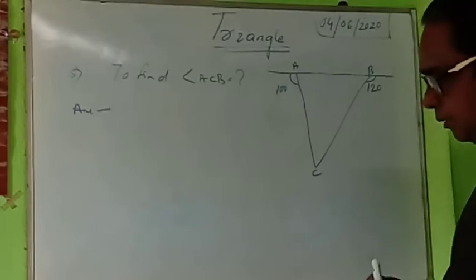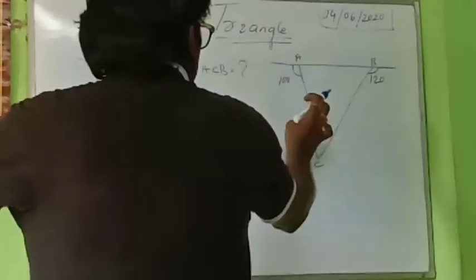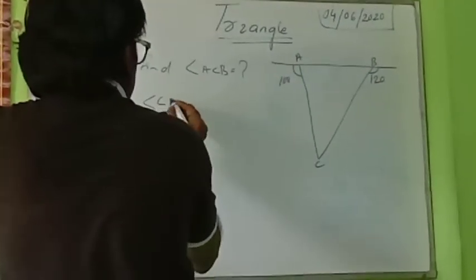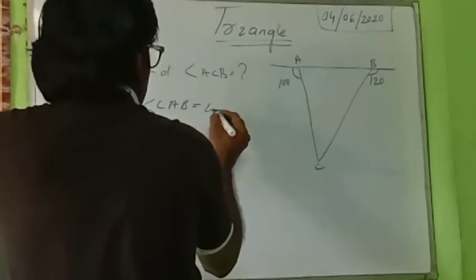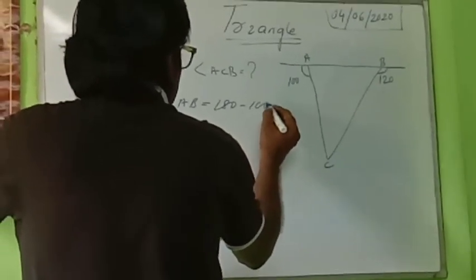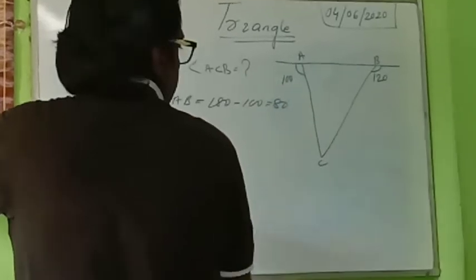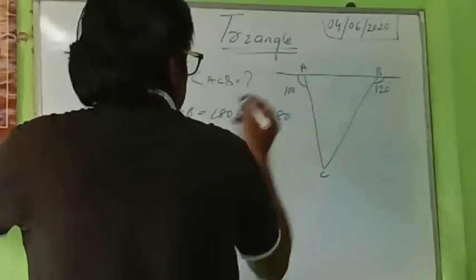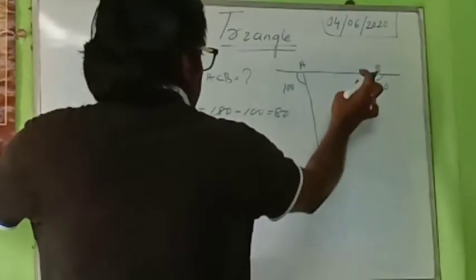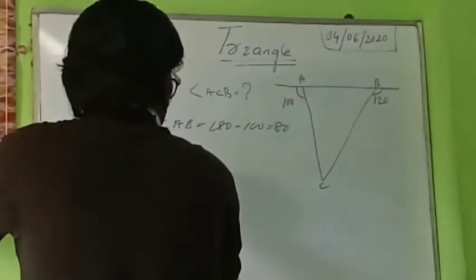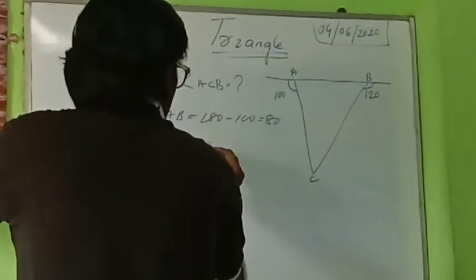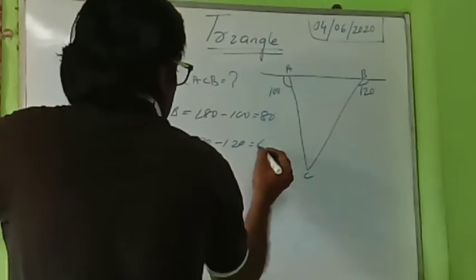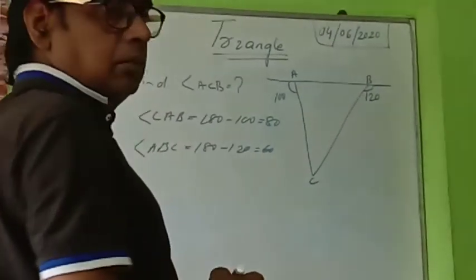This angle will be how much? Inside angle. First to find angle CAB. Angle CAB will be how much? That is 180 degree minus 100 degree. You know how much? 80 degrees, because this angle is 180 linear pair. Same process this angle ABC. Angle ABC equal to how much? 180 minus 120. How much you are getting? 60 degree you are getting.